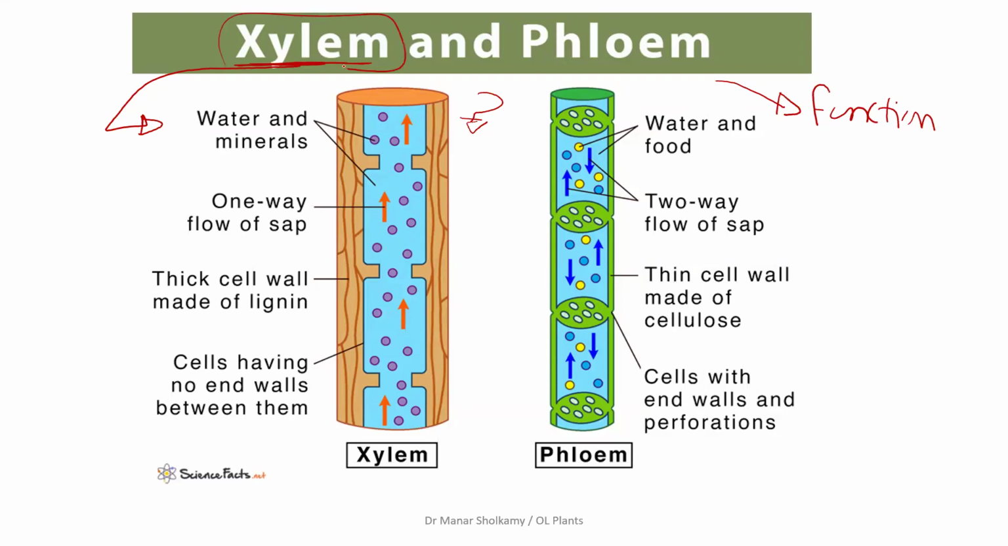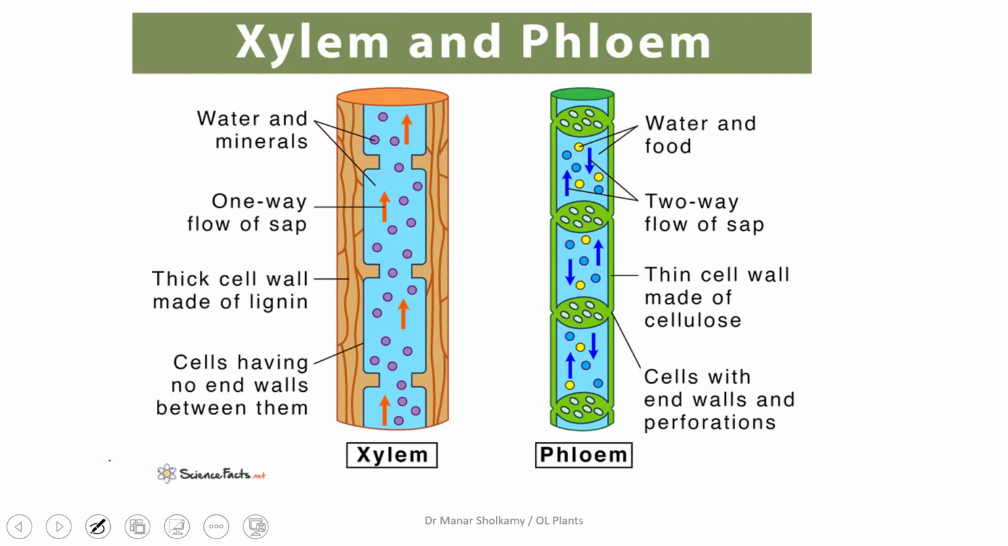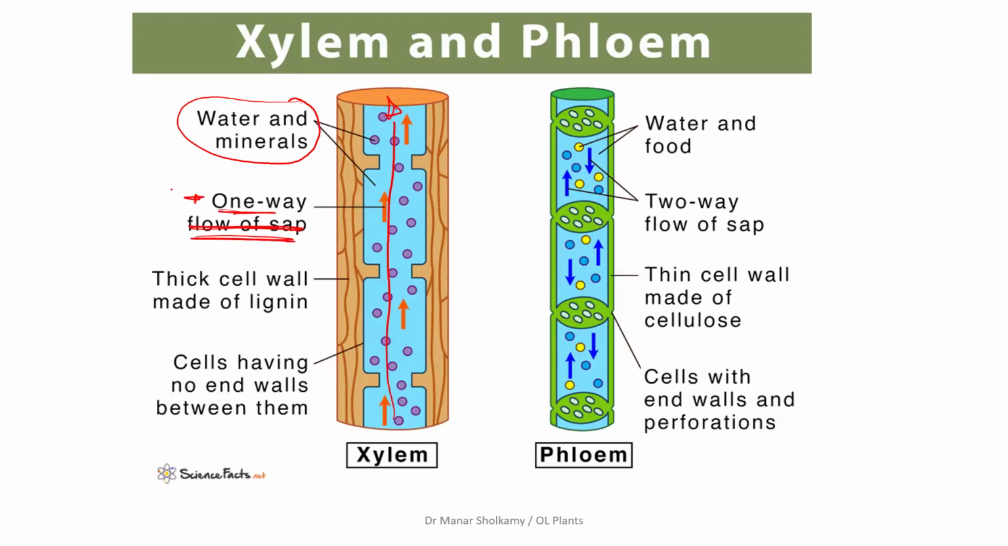As you can see, the xylem is made up of cells with completely broken down end walls. These end walls are broken down and they are empty, no water, no nucleus, no cytoplasm, no organelles, so that the water can move smoothly up the xylem. Let's read the labels. Here, what is transported? Water and minerals only. One-way flow of sap. You don't have to know the word sap for now, but the direction is one way, always from the soil to the leaves, always.